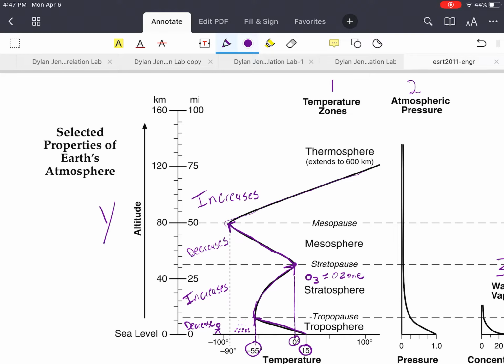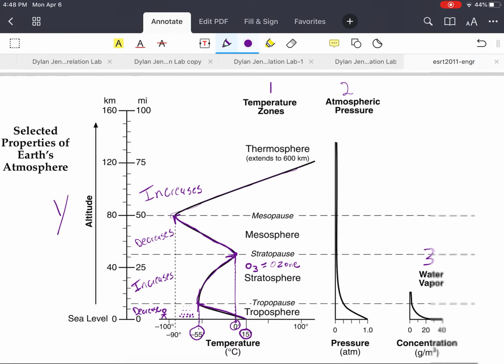Now, for example, if you were in the thermosphere, you would feel cold because there's barely any particles that are going to make contact with you. So you would feel cold in the thermosphere, but that's because there's a lack of particles. But we say the thermosphere is hot because the small amount of particles that are there are incredibly hot.